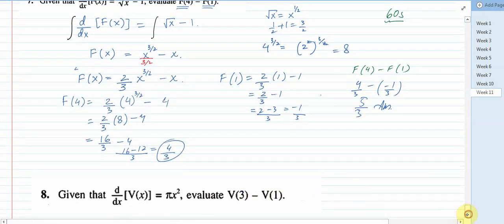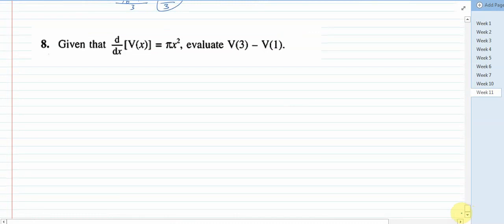Alright, it says that given that d/dx of V(x) is equal to πx², evaluate V(3) minus V(1). So we need to have a function V, but currently we have d/dx of V. We know very well that first we need to eliminate this differentiation, after that we will have only V(x), right?